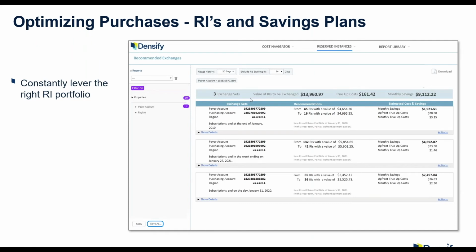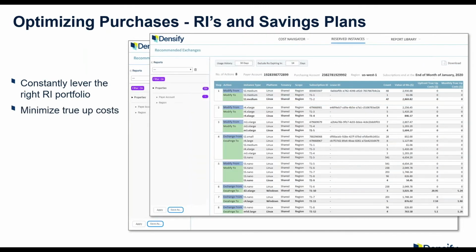So once we've tackled the optimization of resources, running on the right stuff, what we're able to do, in parallel with customers, is work with them on their RIs and savings plan strategies. We make sure that the RIs you've already bought are optimized, so we can give very detailed recommendations for exchanging existing RI sets. And as part of that, we're minimizing the true-up costs to make that as cost effective as possible.